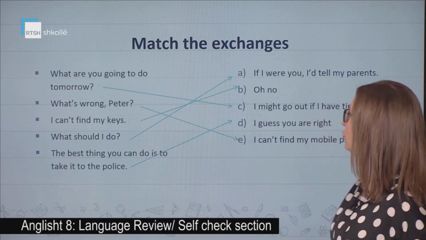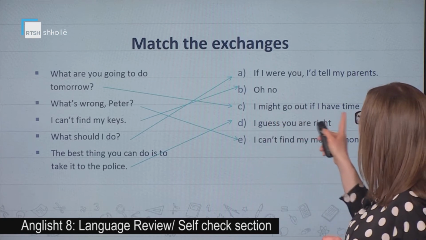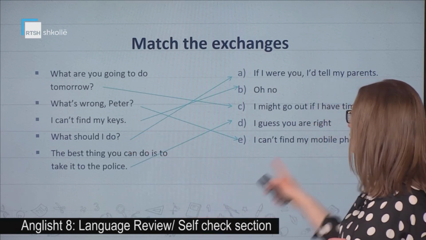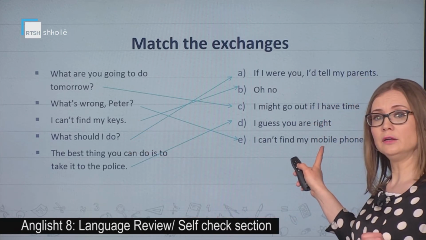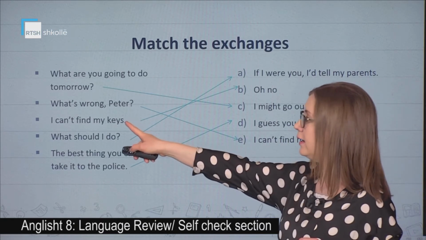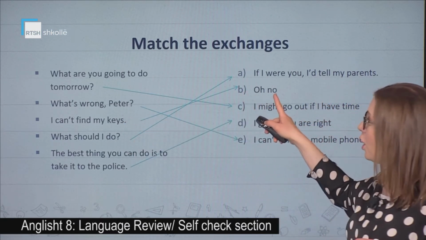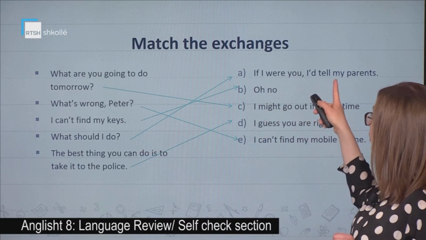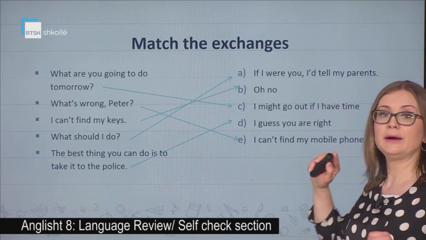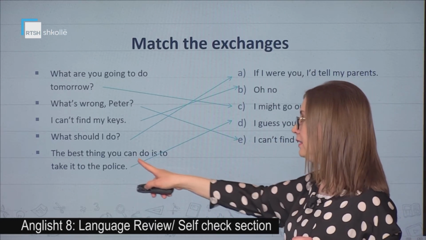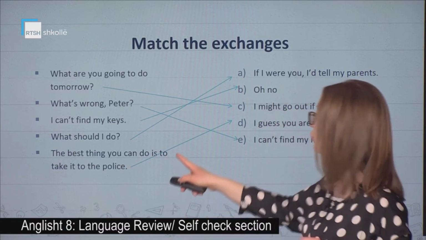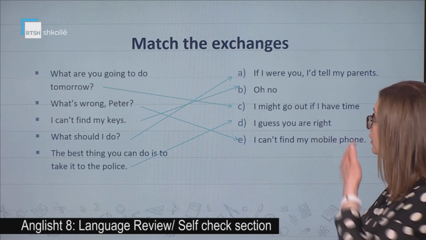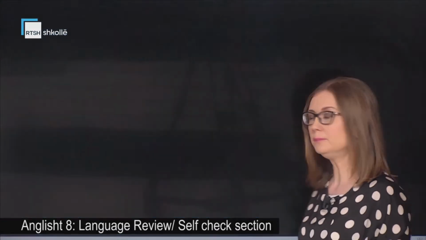What are you going to do tomorrow? I might go out if I have time. What's wrong, Peter? I can't find my mobile phone. I can't find my keys. Oh, no. What should I do? If I were you, I would tell my parents. The best thing you can do is to take it to the police. I guess you are right. So these were the exchanges we linked together.